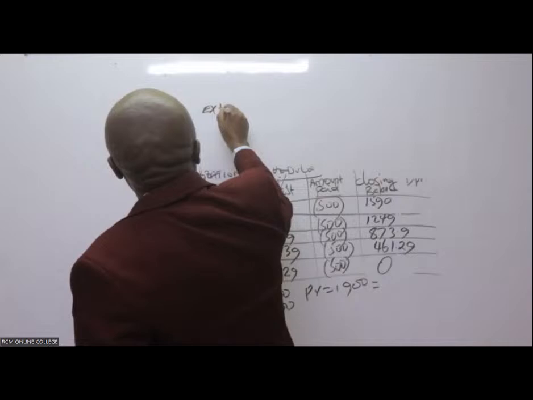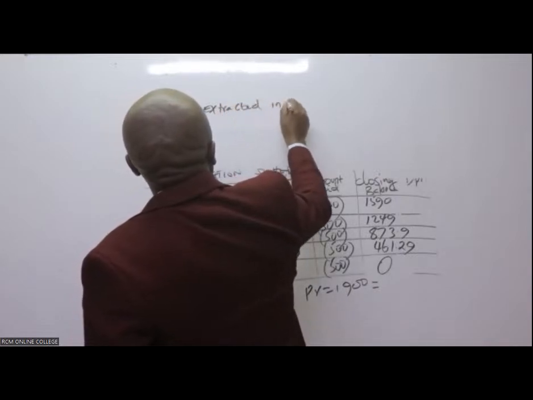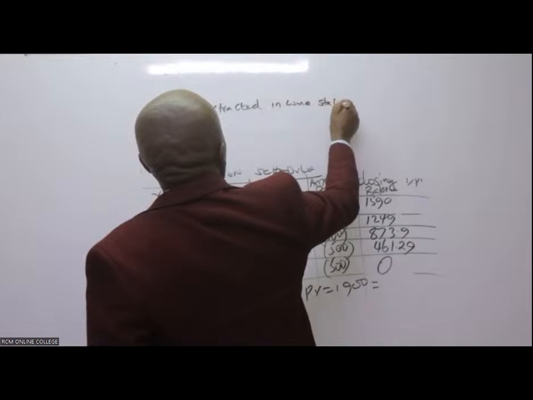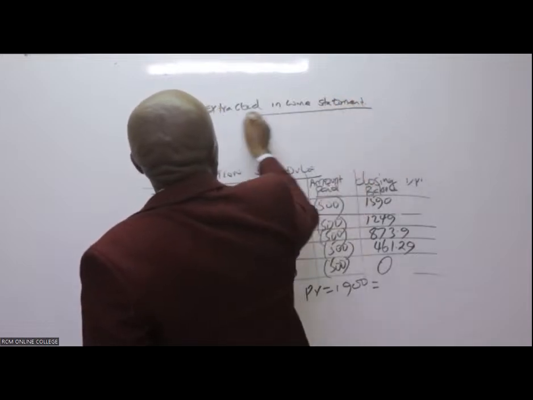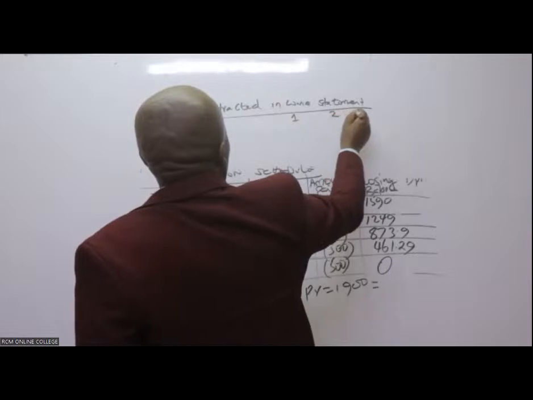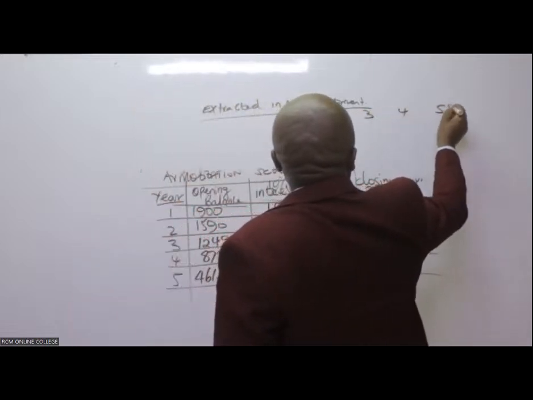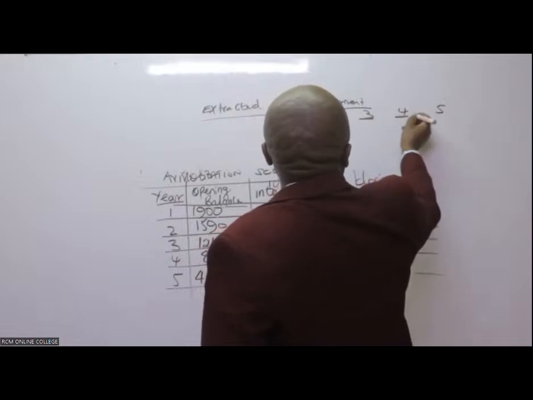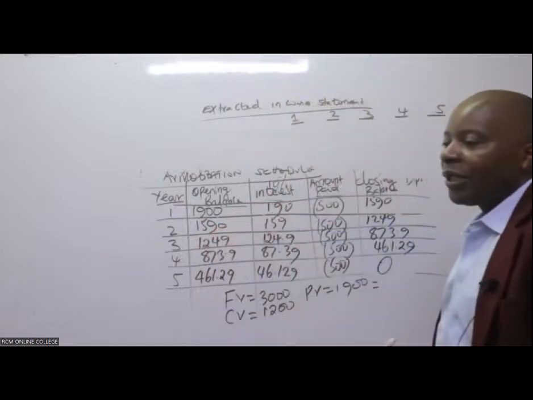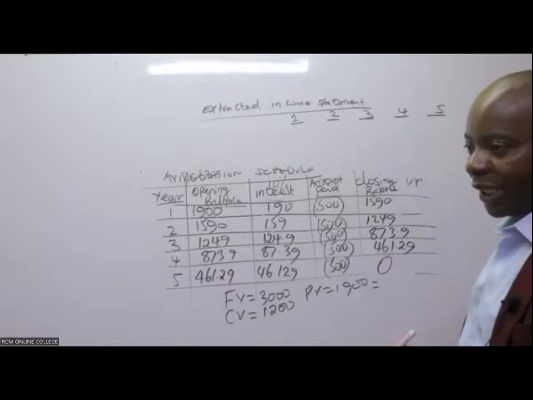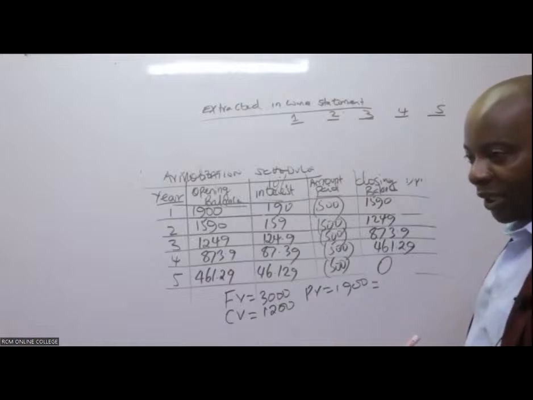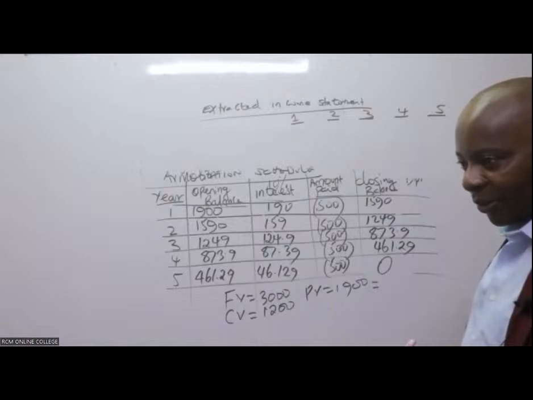So we have here the extracted income statement, with our years 1, 2, 3, 4, 5. What items, ladies and gentlemen, do you think I am going to capture here in the name of the tenant? Remember, this tenant has the right of use. What items am I going to capture? We have the finance cost. Any other thing? Depreciation, yes.